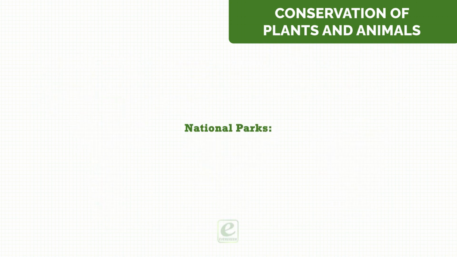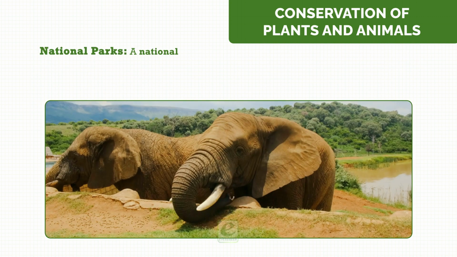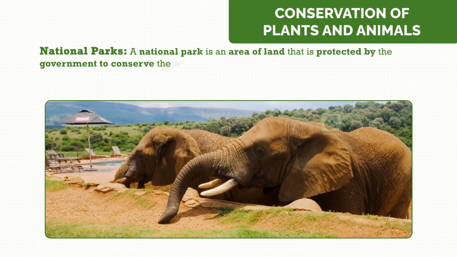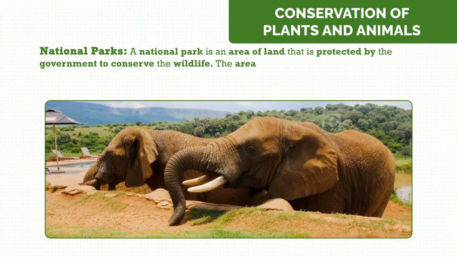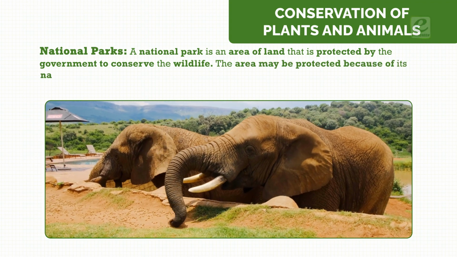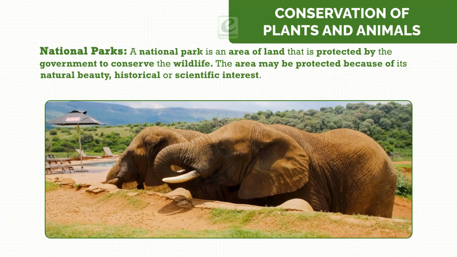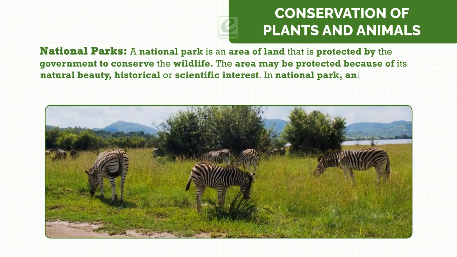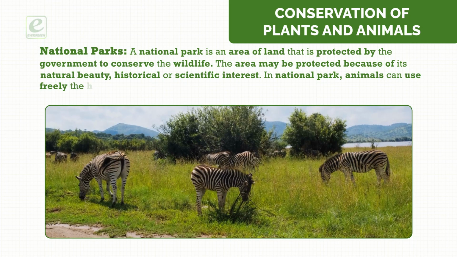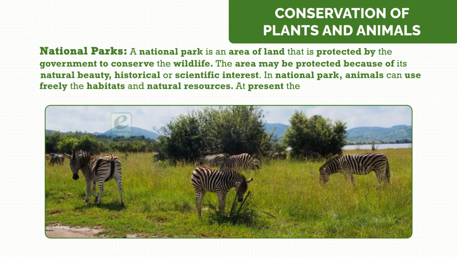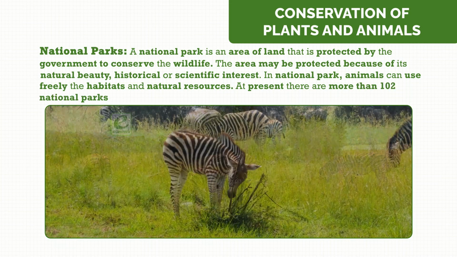National parks. A national park is an area of land that is protected by the government to conserve the wildlife. The area may be protected because of its natural beauty, historical or scientific interest. In national parks, animals can freely use the habitats and natural resources. At present, there are more than 102 national parks in India.